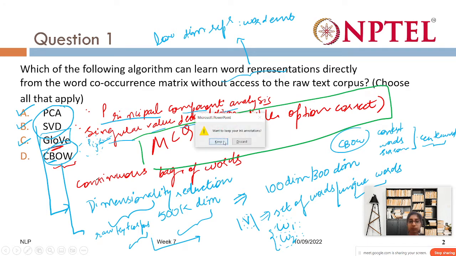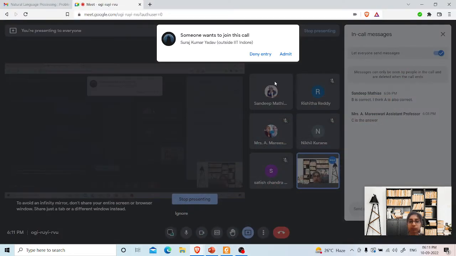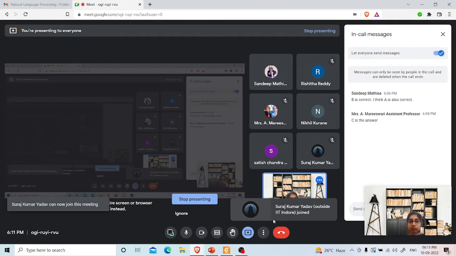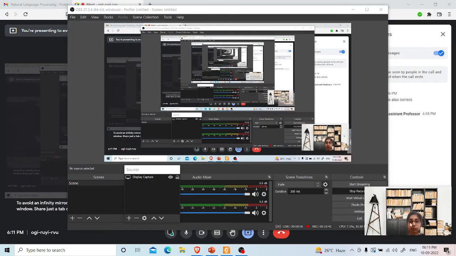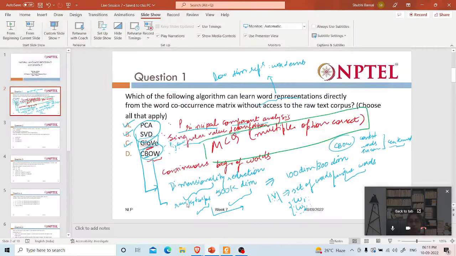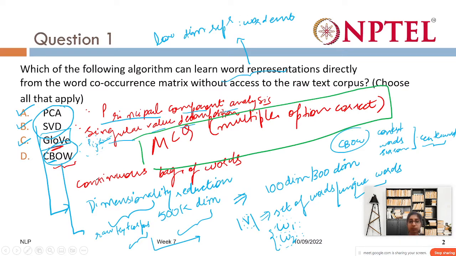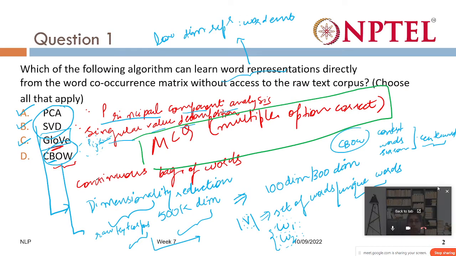Yes, A, B, C combined is the answer. Not only option A, not only B, but combinedly A, B, and C. Okay, so moving to the next question.